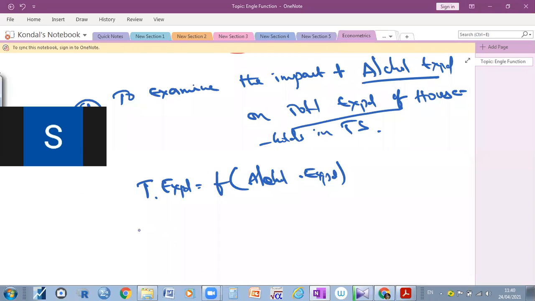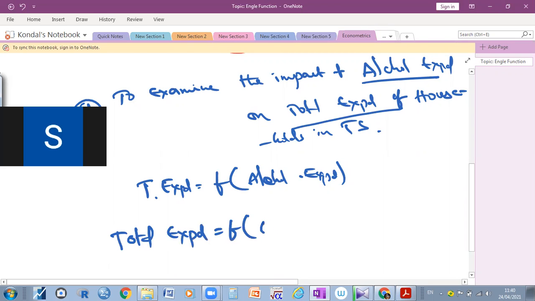So this is the Engel function. Generally, we can write it like this: total expenditure is a function of expenditure on an item. Item in the sense, we have taken alcohol, but instead of alcohol you can take rice, vegetables, or others. So this is the Engel function.